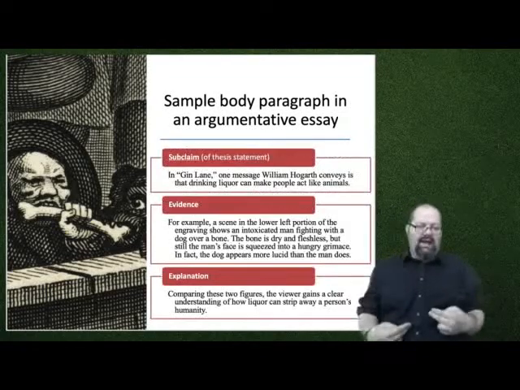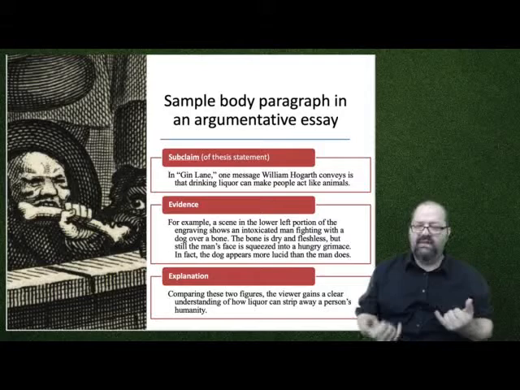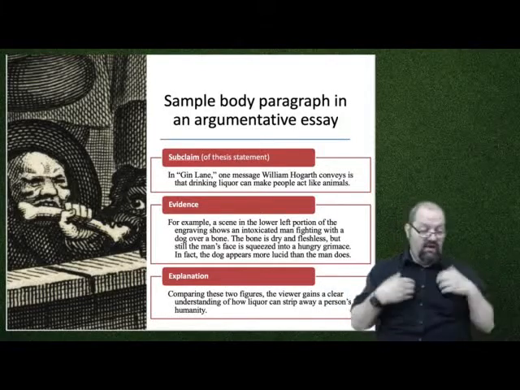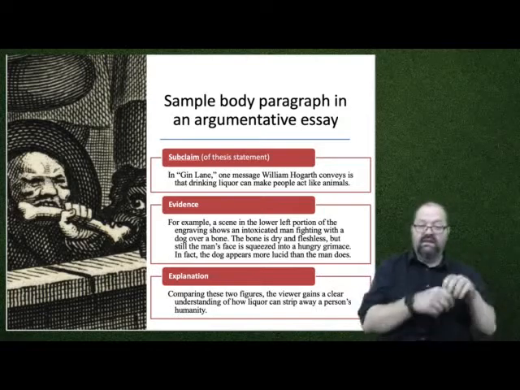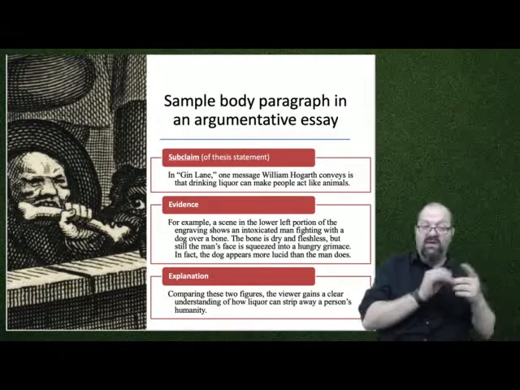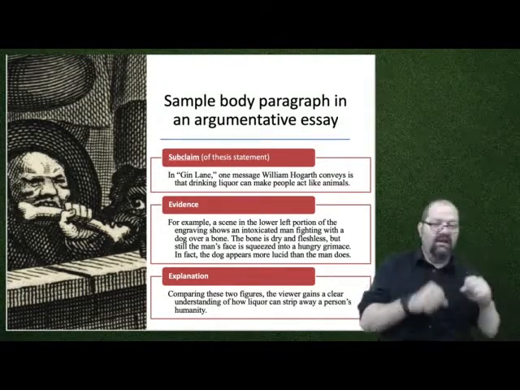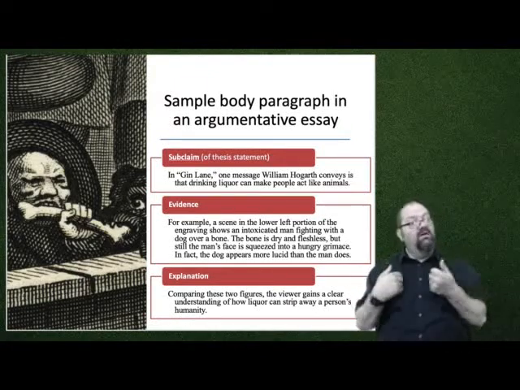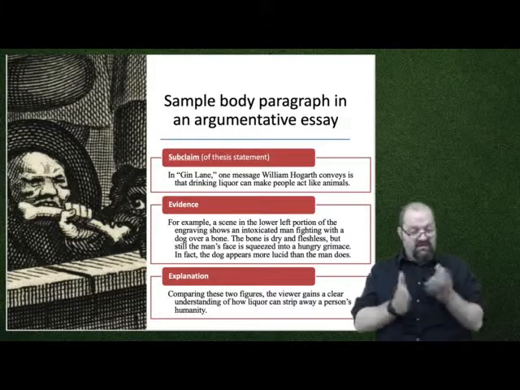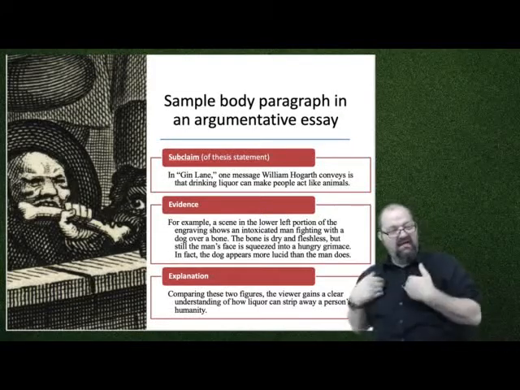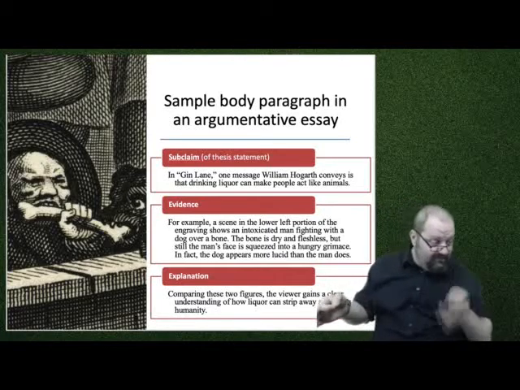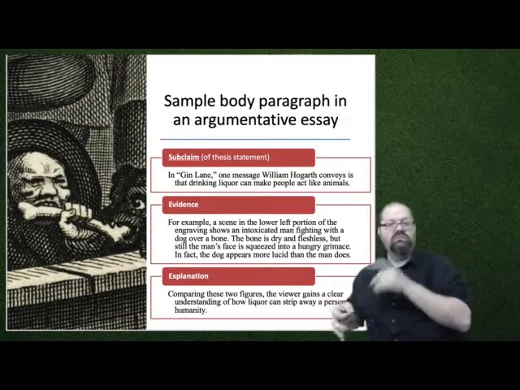Now let's break down the SEEC structure of that body paragraph. We've got your subclaim: In Gin Lane, one message William Hogarth conveys is that drinking liquor can make people act like animals. And then we've got a few pieces of evidence that support the subclaim. And then at the end, we have this nice wrap-up that explains very clearly how the evidence matters to the subclaim. The subclaim is opinionated, it's arguable.